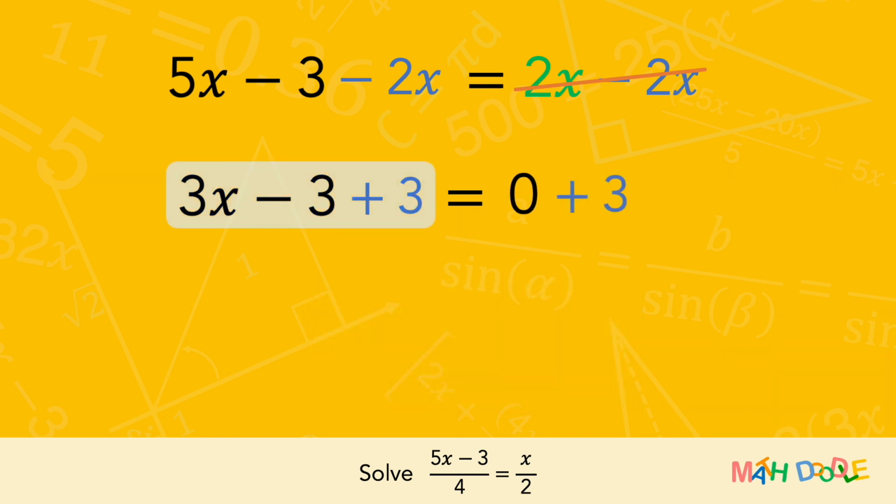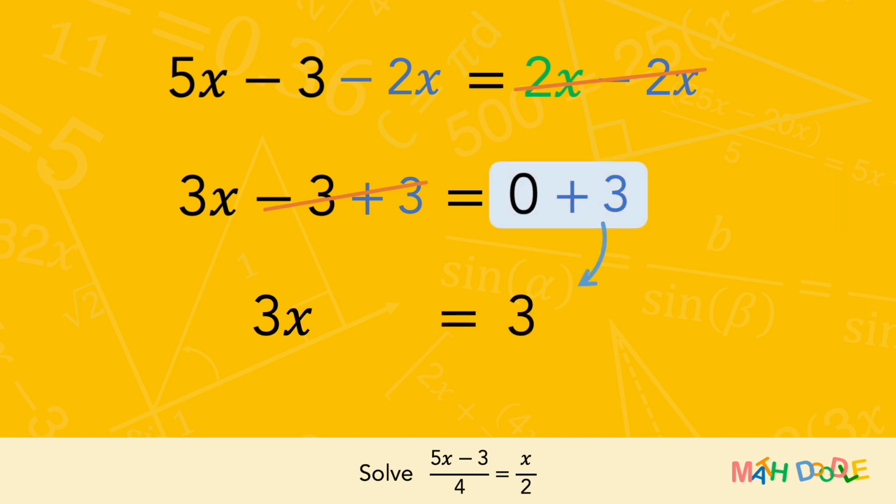After adding 3, the left side of the equation is simplified to 3x. Then, let's simplify the right side of the equation. 0 plus 3 is 3. We now have a new equation, 3x equals 3.